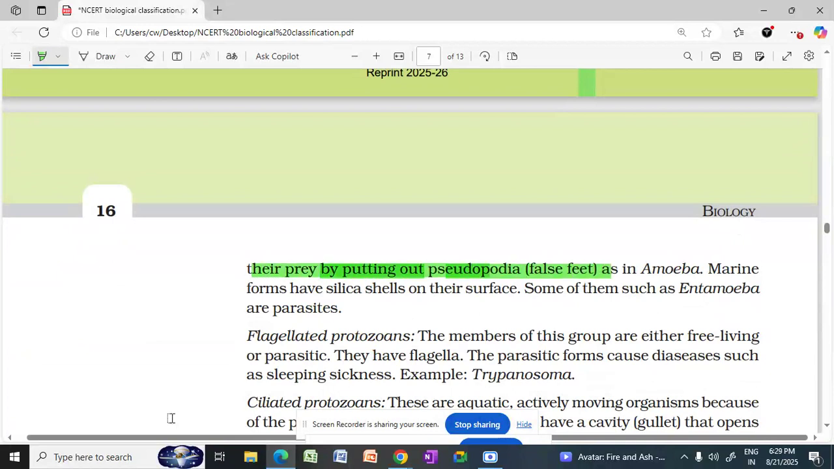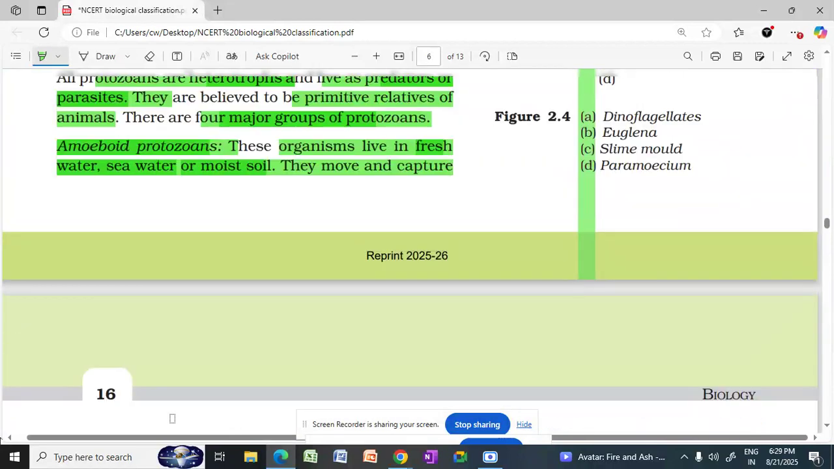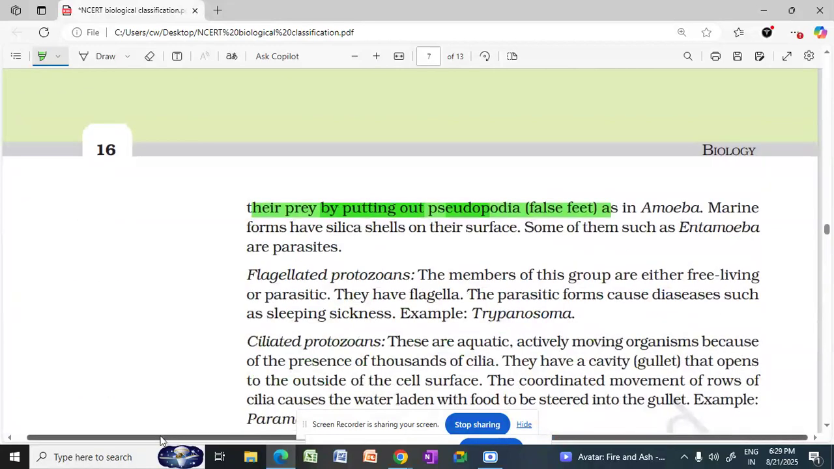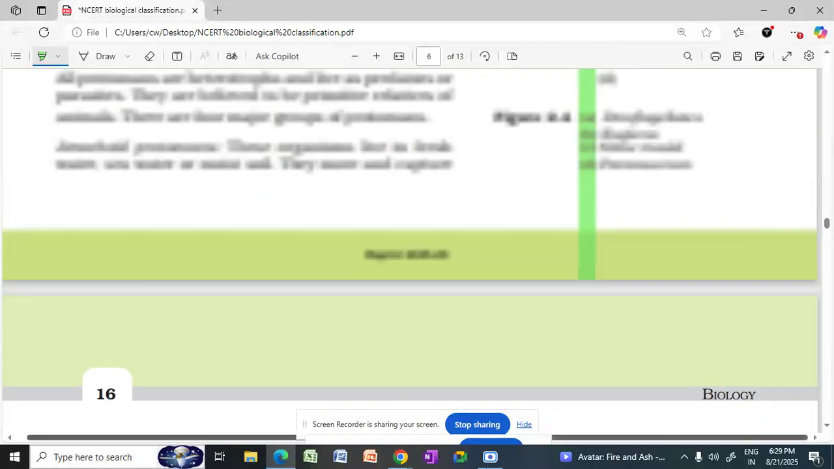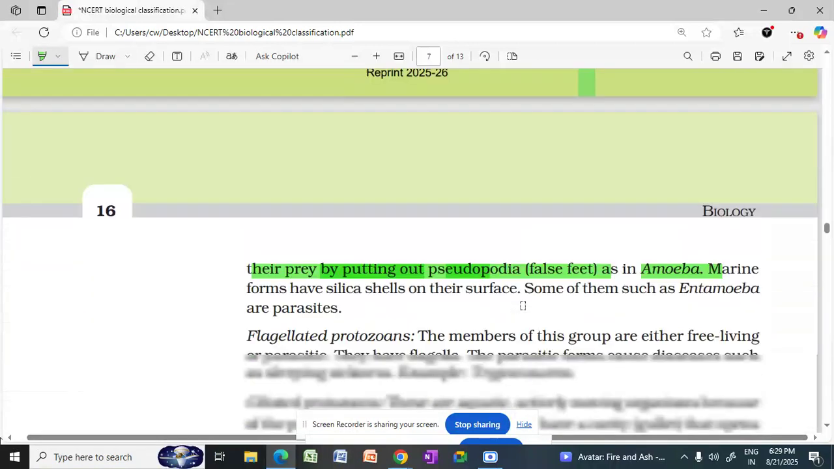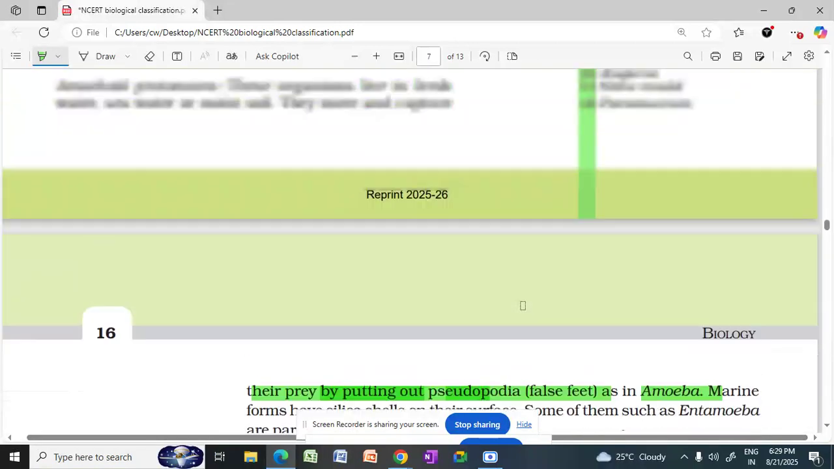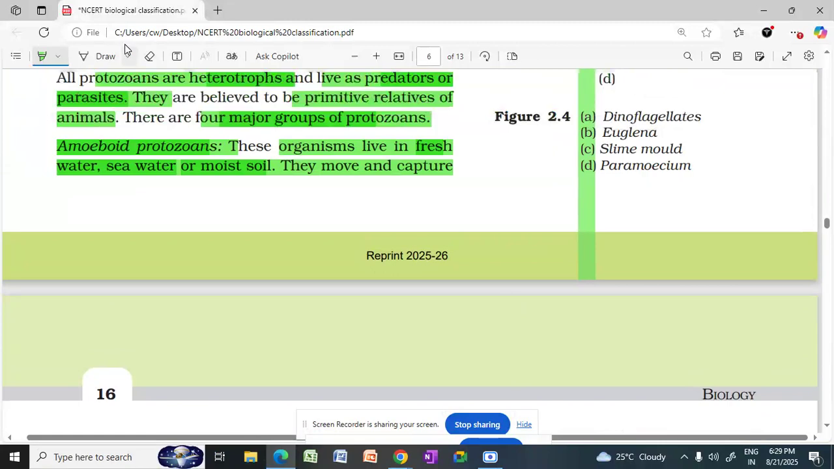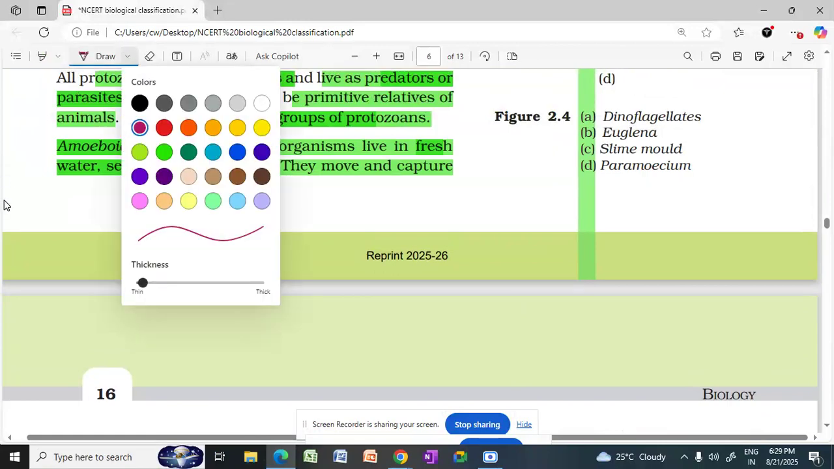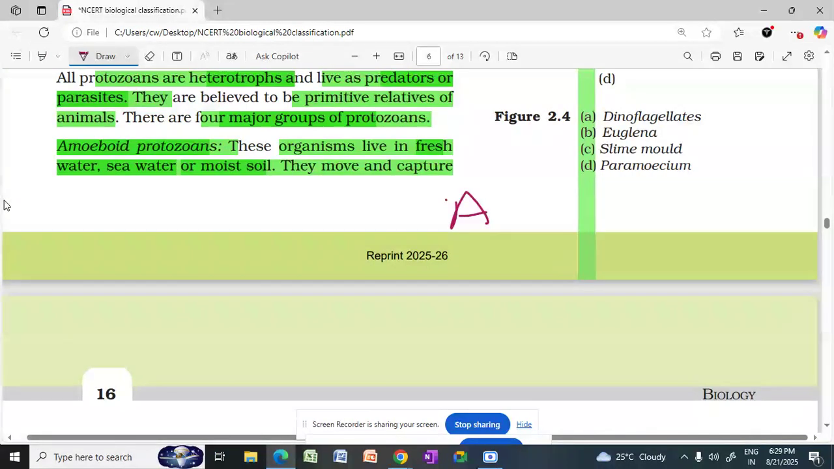Pseudopodia are called false feet. So they move and capture their prey by putting out pseudopodia, false feet, and this is seen in the case of amoeba. So amoeba and amoeboid protozoan. Why am I saying the term amoeboid here?